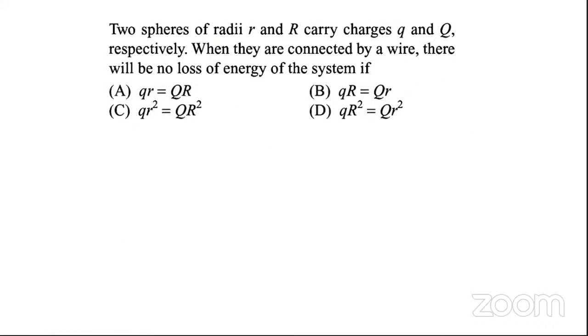Two spheres of radii small r and capital R carry charges small q and capital Q respectively. When they are connected by a wire, there will be no loss of energy of the system if. The question is talking about energy. So, what do we know about energy? We know the potential energies. So, try using that formula and see what you can get.